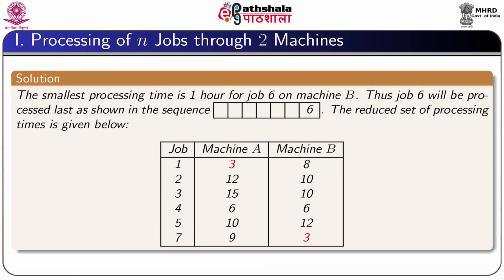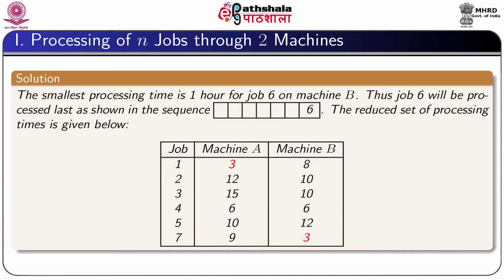The smallest processing time, as can be seen from this table, is 1, which corresponds to job 6 on machine B. Therefore, job 6 should be placed at the end of the sequence. Then the reduced set of processing times is shown in this table. Now we have only 6 jobs.